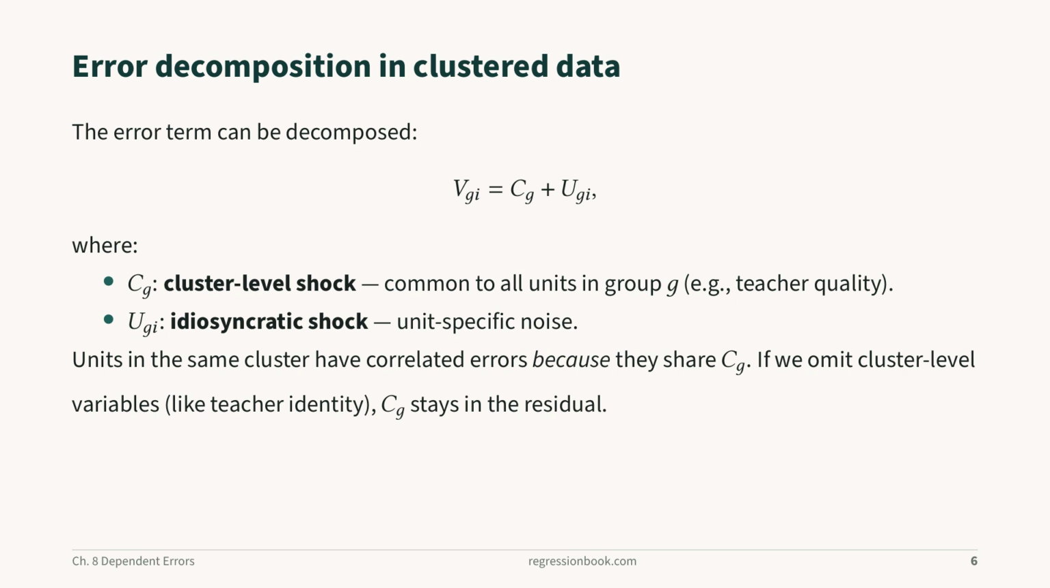Decompose the error and the mechanism is transparent. Each student's error is a cluster-level shock, the same for everyone in the class, think teacher quality, plus an idiosyncratic piece. Units in the same cluster correlate precisely because they share the common shock. And whenever cluster-level variables are omitted from the model, that shock sits in the residual.